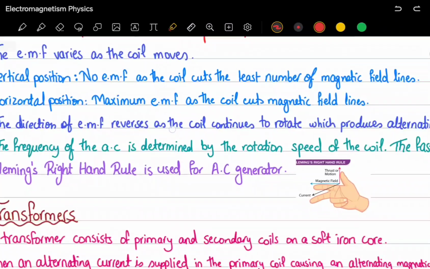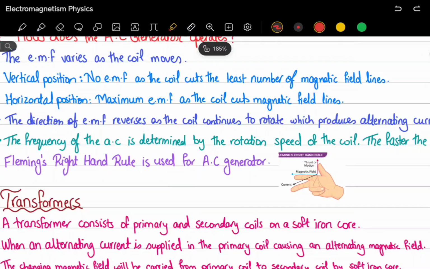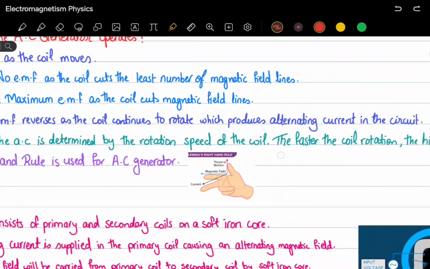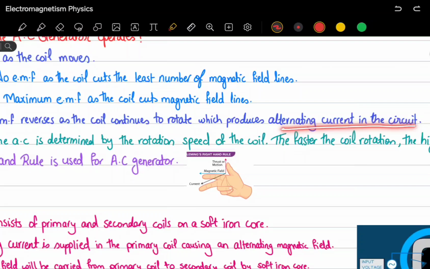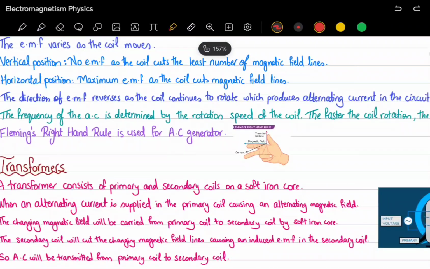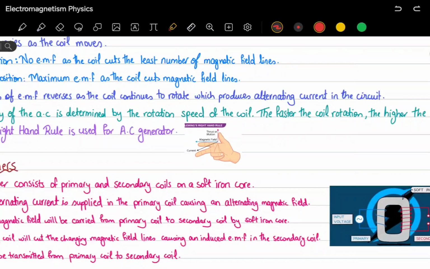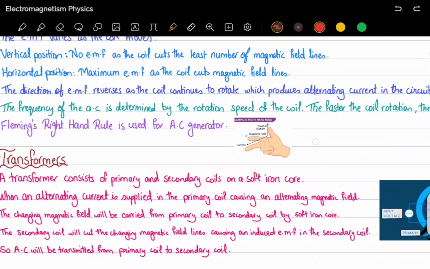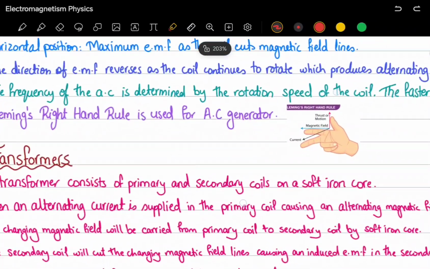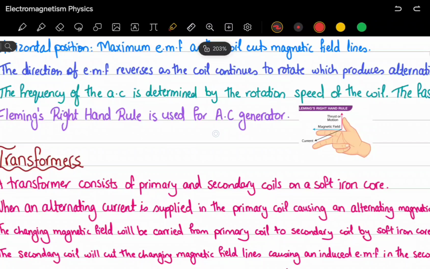The direction of the EMF reverses as the coil continues to rotate, which produces an alternating current in the circuit. The frequency of the AC is determined by the rotation speed of the coil. The faster the coil rotation, the higher the frequency. In this case, for an AC generator, we use Fleming's right-hand rule instead of Fleming's left-hand rule.